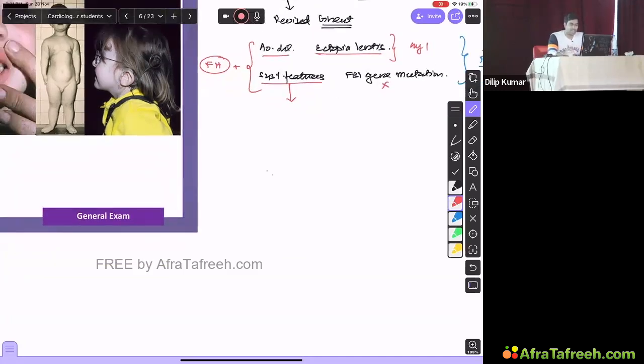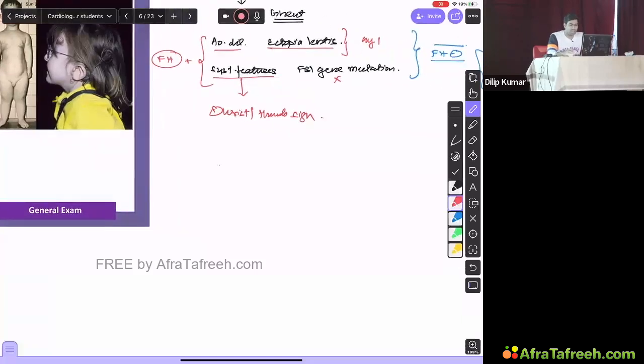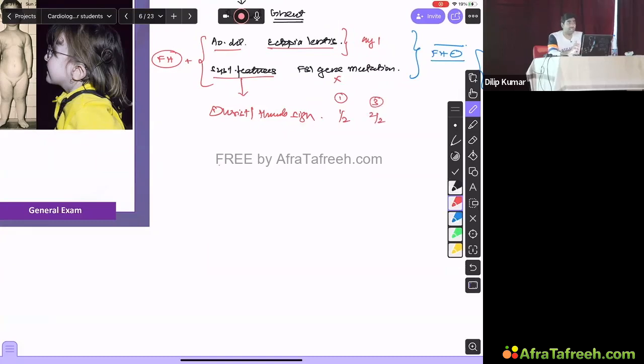So what are the features you have? One of the important features is called wrist sign or thumb sign. Remember, if only one is there, then your score will be 1. If both are there, the score will be 3. You are going to give a score of 3. If both are there, then the significance is very high. Wrist sign and thumb sign.